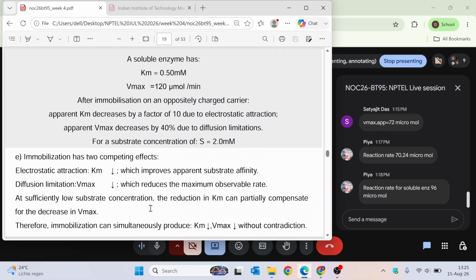So at very low substrate concentration, what happens is the reduction in Km will try to compensate for the reduction in Vmax. So you can see all these factors: reduction in Km, Vmax, in enzyme immobilization bioprocessing without contradiction. So both these opposing factors act together in an immobilized enzyme system. So that is why you tend to see them.